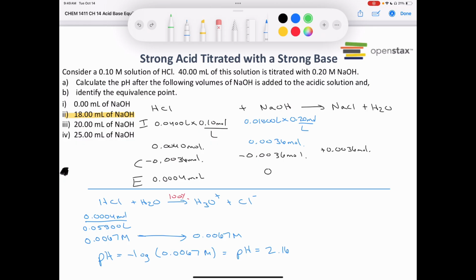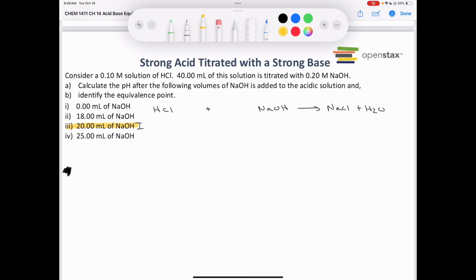Now, in the next part, we're going to add 20 mils of our sodium hydroxide. So I'm going to move to a clean slate for that. All right, so now we've got 20 mils of sodium hydroxide at a concentration of 0.2 molar. If you're a student in math, and I know you all are, you can see that if the concentration of the sodium hydroxide is double that of the HCl, we're adding half the volume of sodium hydroxide. So this should be the equivalence point, and we're going to see that it is.